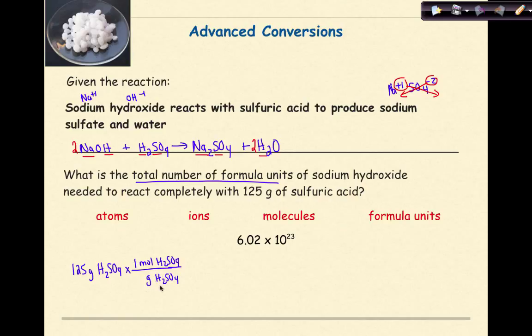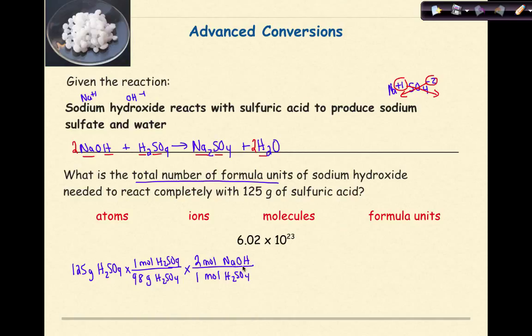What is the gram formula mass of sulfuric acid? Well, that would be 98. So now I'm in moles of sulfuric acid. I need to get into moles of sodium hydroxide. So I'm going to put moles of sulfuric acid, H2SO4, on the bottom, moles of sodium hydroxide up on top, and then I'm going to look at my balanced equation. So the coefficient in front of the sodium hydroxide is 2. The coefficient in front of the H2SO4 is 1.